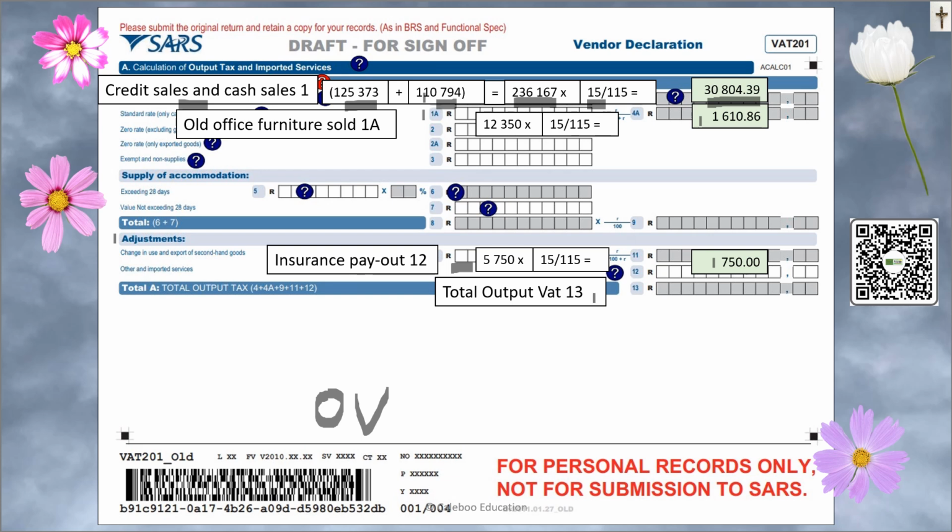And the total output VAT must go into block number 13. There's block number 13. And if I add the 3 together, the output VAT for the 2 months of January and February is 33,165.25. So that's the one part of the equation. We have calculated the output VAT. We need to now calculate the input VAT. So let's move on.